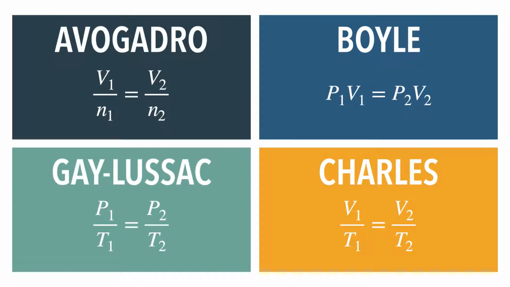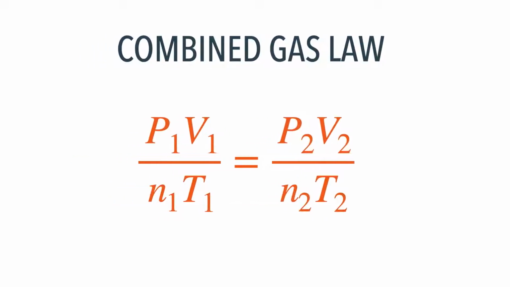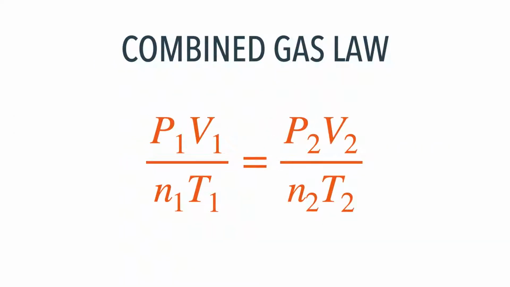In the past lesson, I introduced you to the 4 gas laws: Avogadro, Boyle, Gay-Lussac, and Charles. You might be wondering though, if there's an easier way to memorize them, or even use them in general, and there actually is. This combines our previous laws into a single equation. This is known as the combined gas law. If you pay close attention, you'll see that it simplifies into the basic laws we've discussed previously.